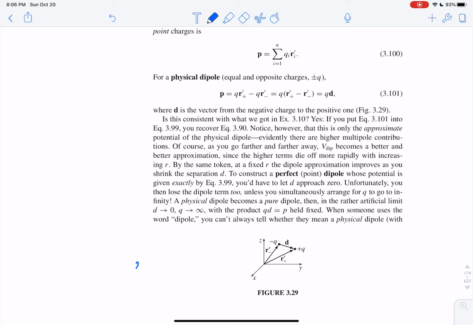Okay, so if I had my dipole like this, and this is my plus charge and minus charge, then there's my p vector, okay? Okay, that's it.